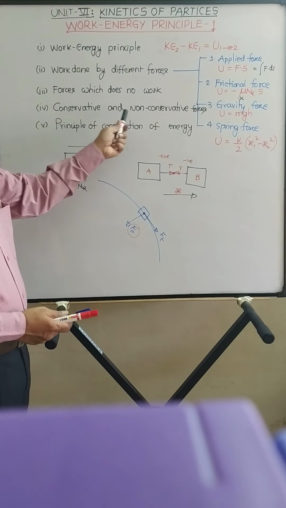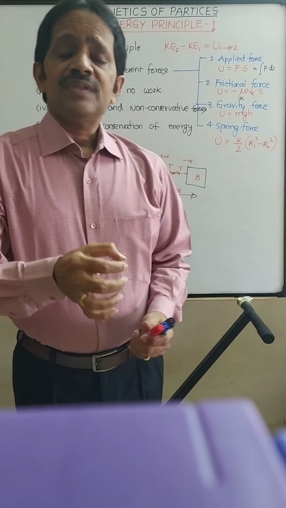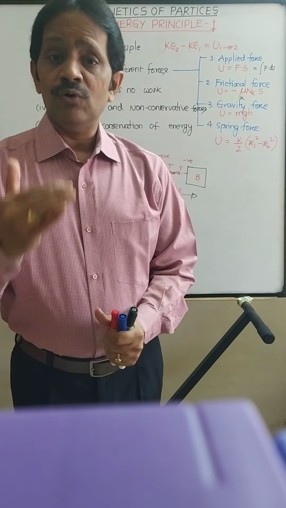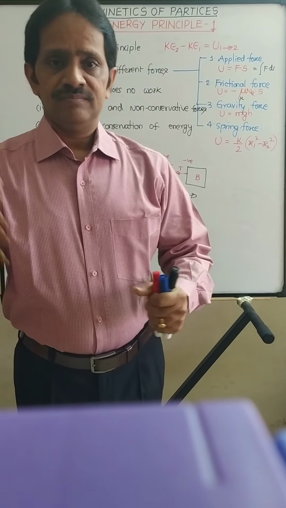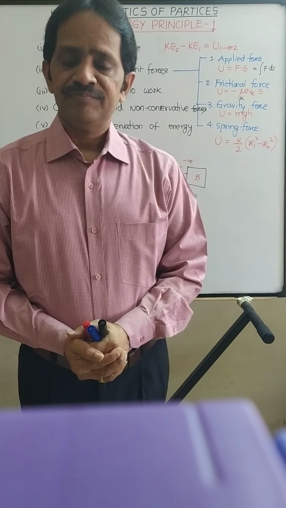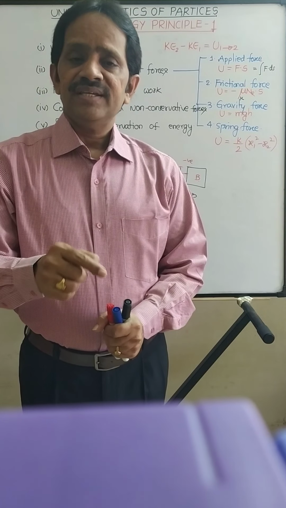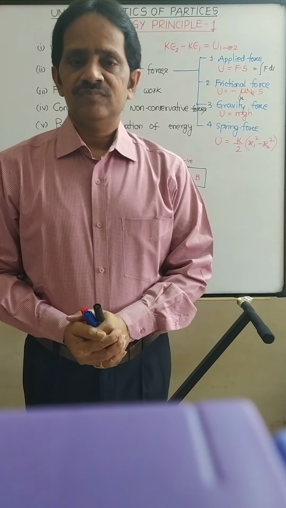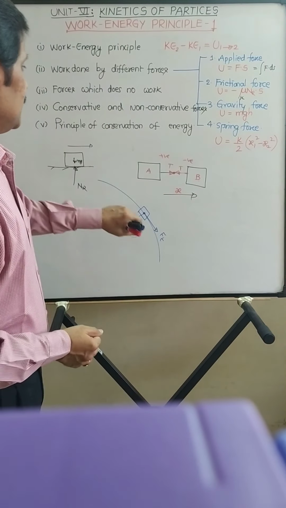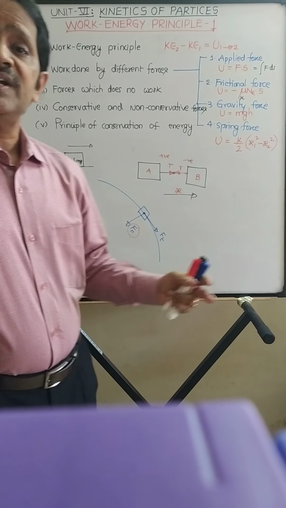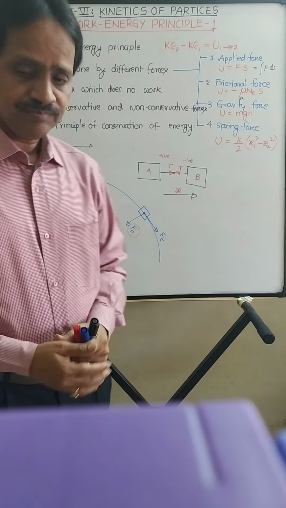Then conservative and non-conservative forces. If the work done by the force is independent of the path of the motion of the body, then it is known as conservative force. If the work done by the force is dependent on the path of the body, then it is known as non-conservative force. The examples for conservative force are the gravity force or spring force. It is independent of the path followed by the body.